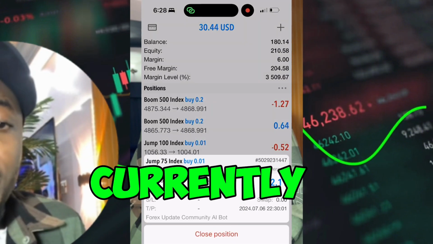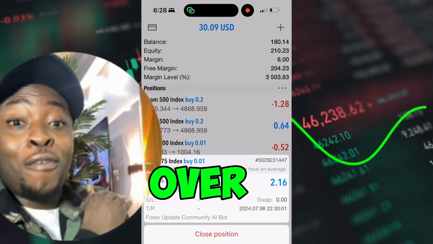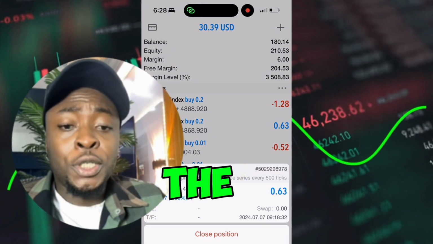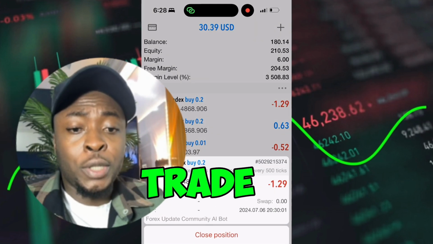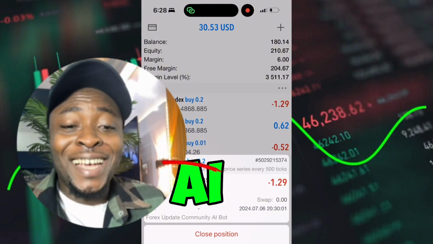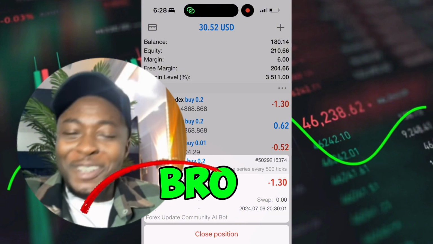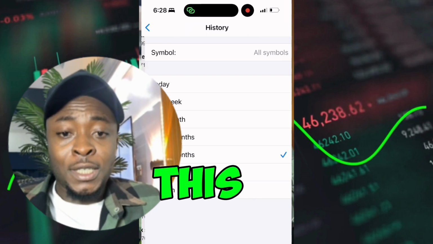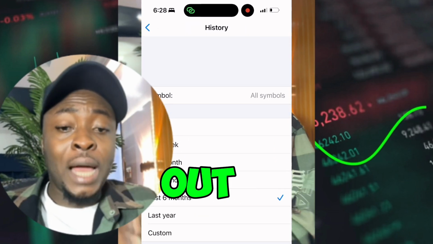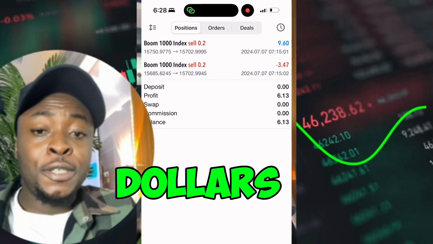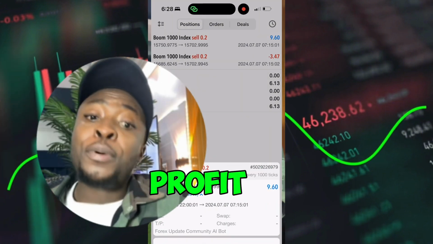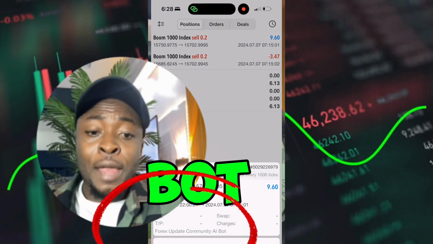Let's check this together. Currently, the robot is actively running with over $30 profit just this morning. Let's open the trade comment to know who opened this trade. First update, community AI boss, bro. This robot has been doing wonders every day. If you check this clearly, for the past 1 week, we're already up $170. And so far today, it already closed on $6 profit for the day. First update, community AI bot.